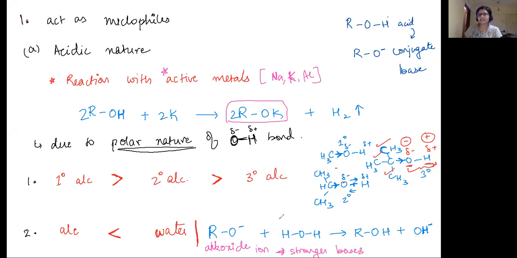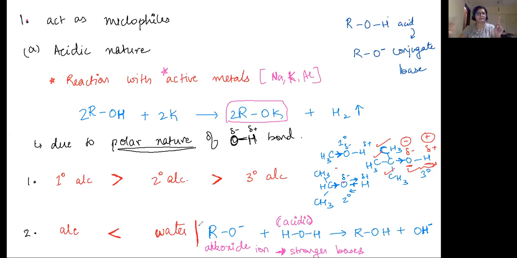And in this case, water turns out to be acidic. So if the conjugate base is stronger, it shows that the conjugate acid of the alkoxide ion, which is an alcohol, is a weaker acid as compared to water. So basically water is a better proton donor than alcohols, which is why water is more acidic than alcohols. That does not mean that alcohols are bases.